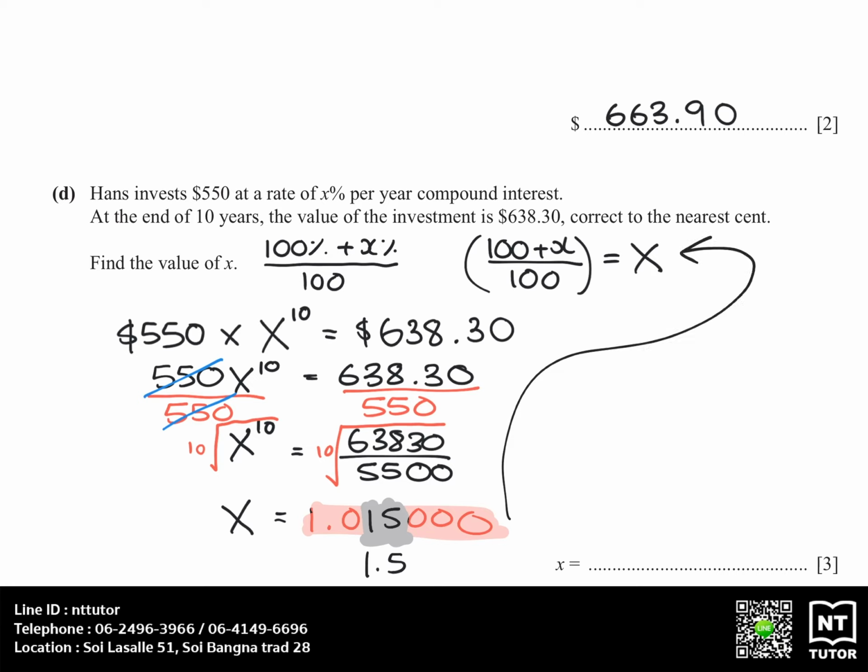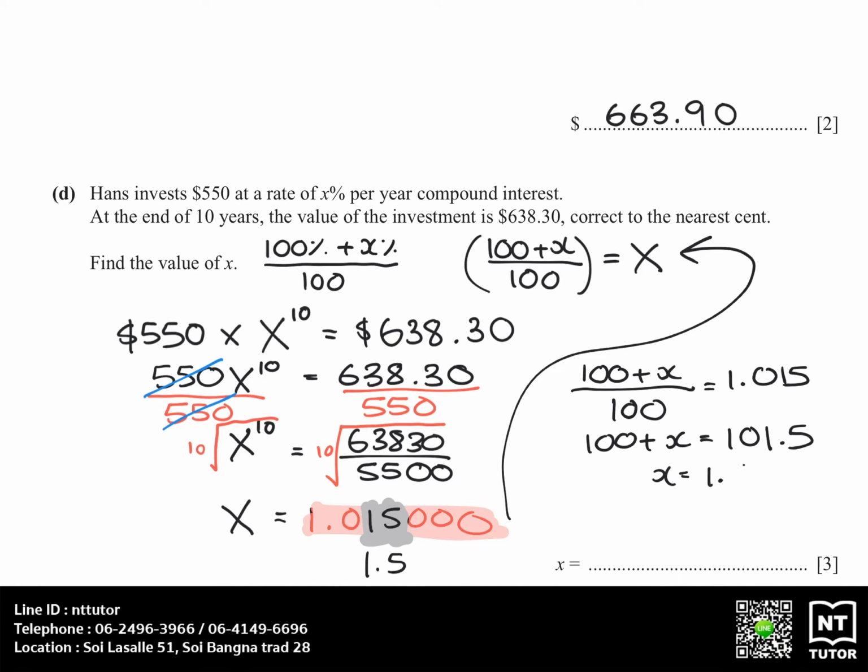We know that (100 plus x) divided by 100 equals 1.015. 100 plus x equals 100 multiplied to both sides, so 101.5, and x equals 101.5 minus 100, so that equals 1.5, and therefore it was at a rate of 1.5% per year compound interest.